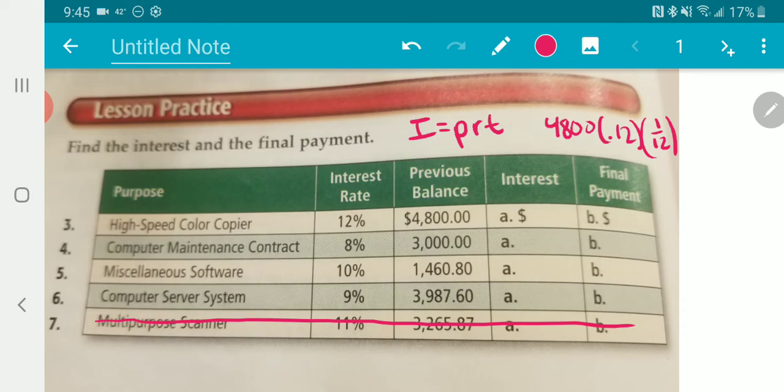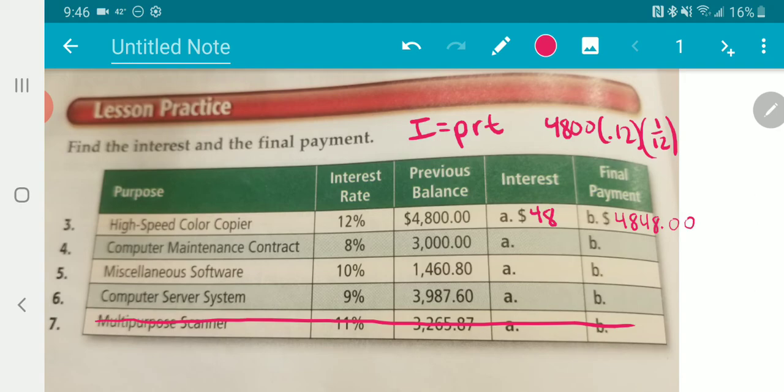And when I plug that in, 4,800 times 0.12 times 1 over 12, that comes to an interest of $48. So my final payment here, if I wanted to pay everything off, I would have to pay off that $4,800, but I'd also have to pay off $48 for interest. So my final payment would just be $4,848.00.